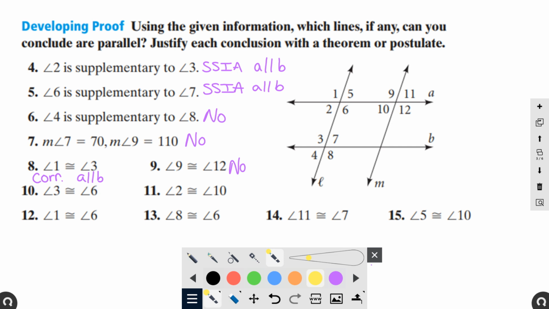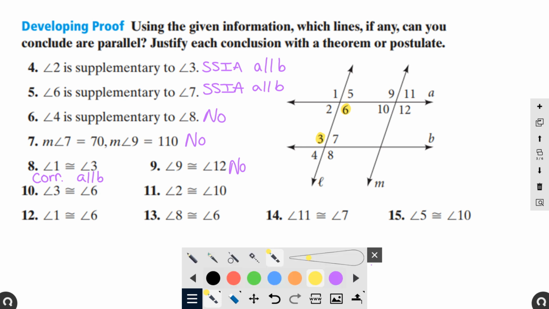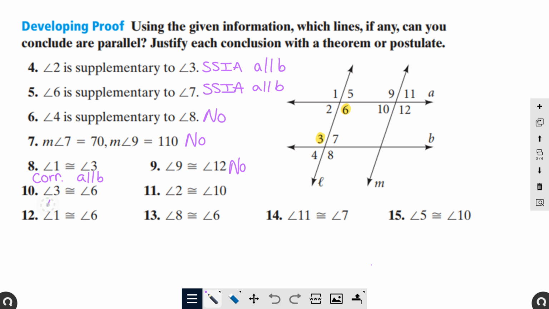All right, question 10 is talking about angles 3 and 6. What type of angles are 3 and 6? They are alternate interior. Which lines would be parallel? Good. And I would just say AIA, alternate interior angles. Line A is parallel to B, because notice they're in between lines A and B.